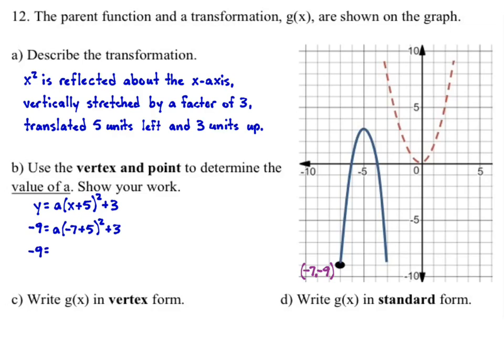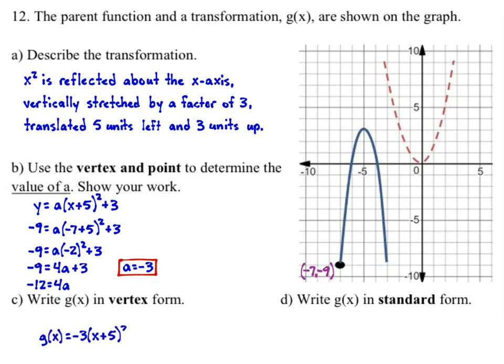So negative 7 plus 5 is negative 2. Then when we square the negative 2, we end up with 4, so we got 4a. And then we'll subtract the 3 from both sides, so we got negative 12. And then divide by 4, so you get negative 3. And then for part C, we're just going to take our a value and plug it in. And so our vertex form is g of x equals negative 3 times x plus 5 squared plus 3.